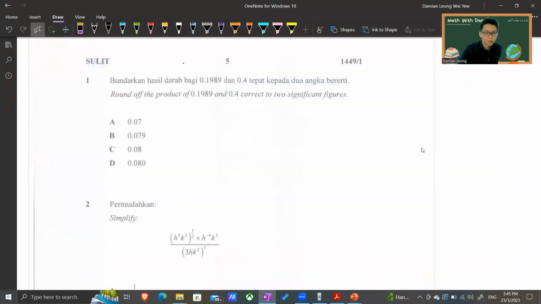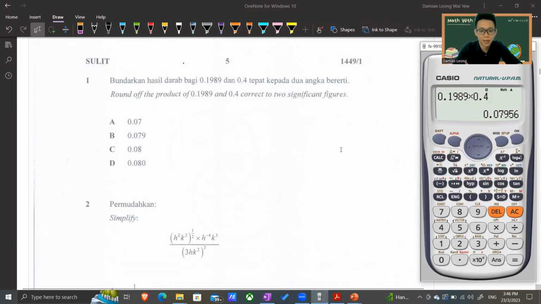So first question, round off the product of 0.1989 and 0.4 correct to two significant figures. Product means multiplying the numbers together. So I take 0.1989 times 0.4. Multiply together, it will be 0.07956. Round off to two significant figures means start from the first non-zero number.